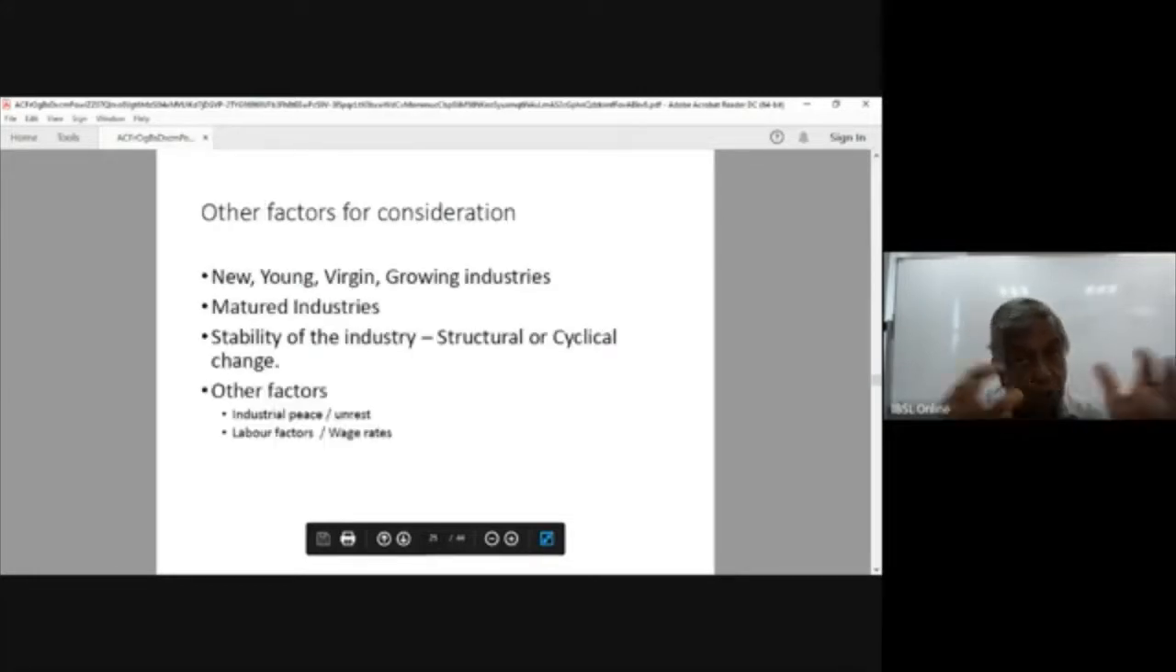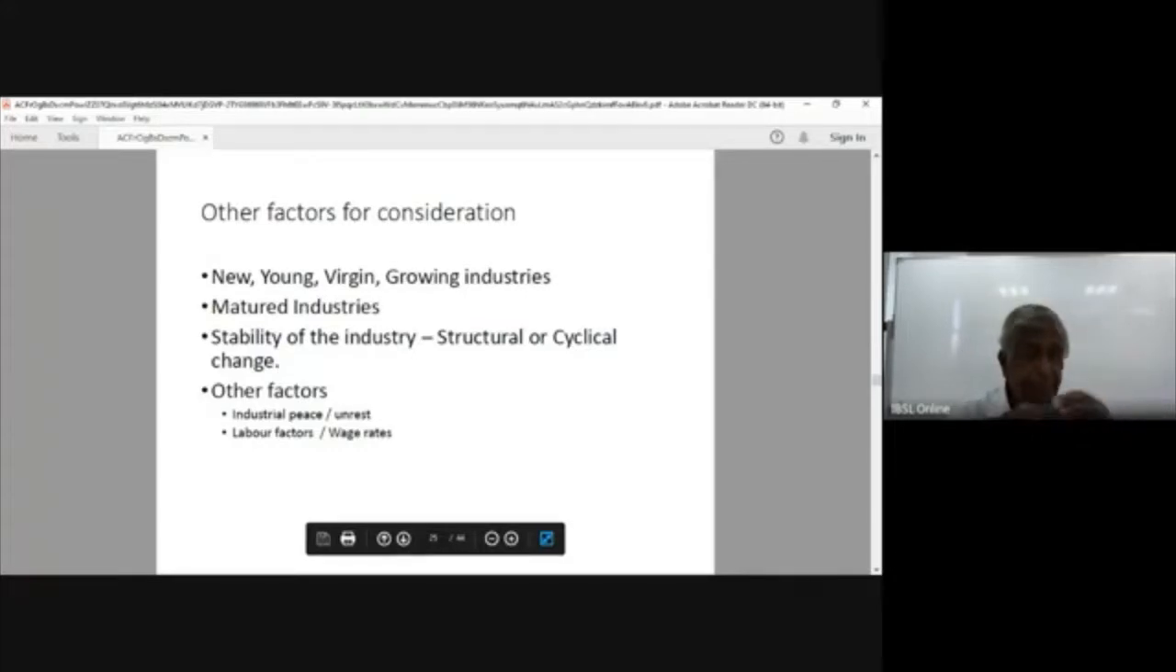Other factors for consideration in this industry evaluation: there are new, young, virgin, growing industries. Yes, new industries are coming up. They are expanding, and when they are expanding, the turnover within the industry also increases. So the companies in an expanding industry, with more turnover, can get more and more profit. If the number of companies is low, then of course they will get a really better profit in the case of a new, young, virgin, growing industry.